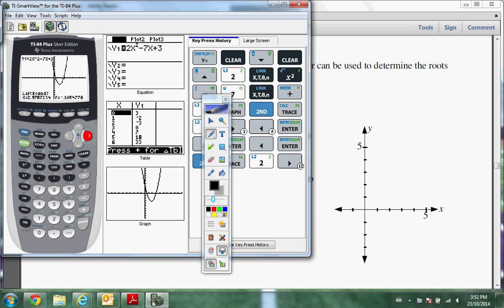Okay, so I'm close to it. I'm actually pretty right on it. I'm going to move left a couple. So I'm left of it. Hit enter. I'm going to move right to it. Hit enter. And then get close to it. Hit enter. I got 3. Yep. So that's how you use the 0 feature, okay?